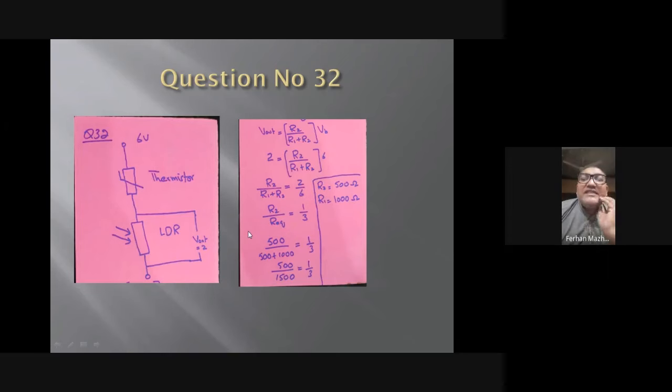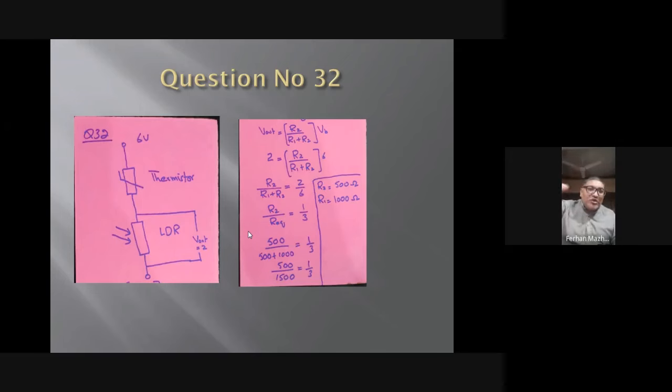It means that whatever is the value of R2, the total resistance should become 3 times more. It's a little tricky. Mathematically, you have to think. So from the given options, if I take 500 LDR resistance and 1000 thermistor, then the total resistance will become 1500. So 500 divided by 1500 will give you 1 by 3.